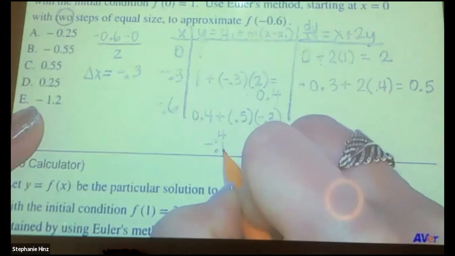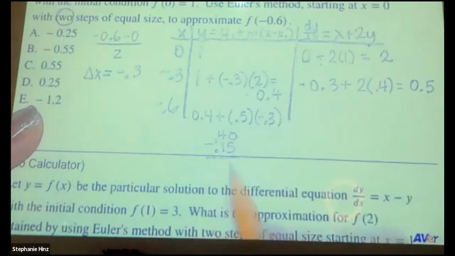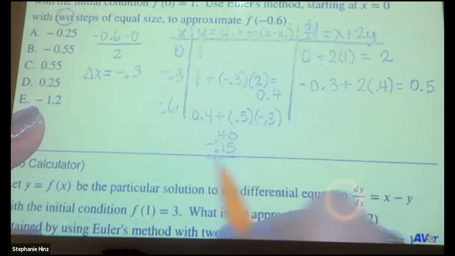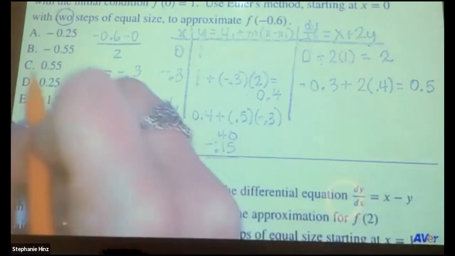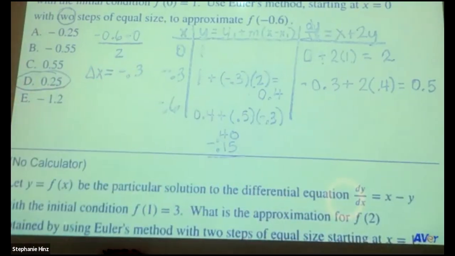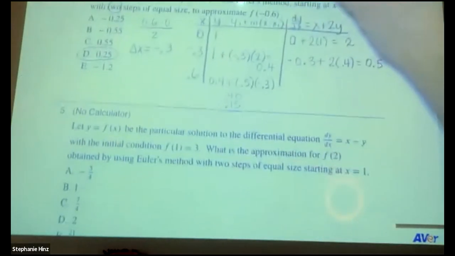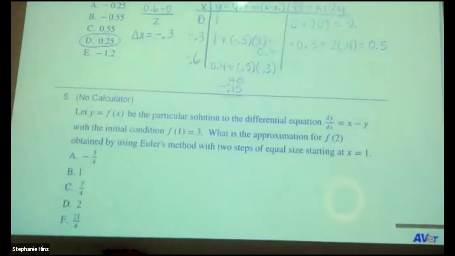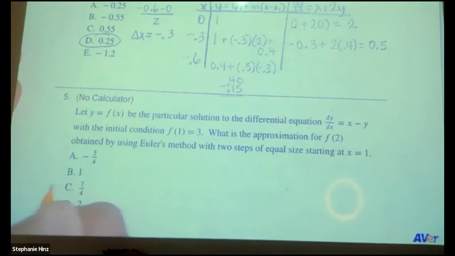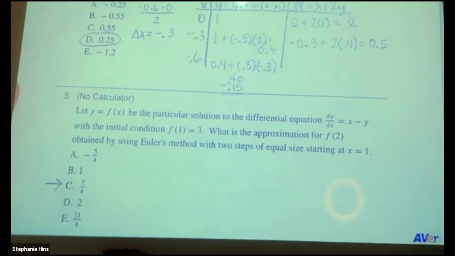0.4 minus 0.15. So we can think of that as 0.40 minus 0.15. And so that's going to leave us with 0.25. I wish I could work every one of these, but I really want to get to logistic models with you. But the nice thing about Euler's method is you're going to do the same thing over and over again. There's nothing special about number 5, so I'm hoping that you will get C when you try that.